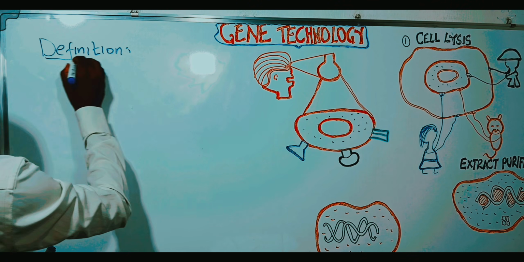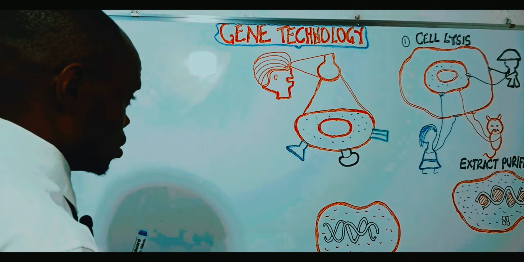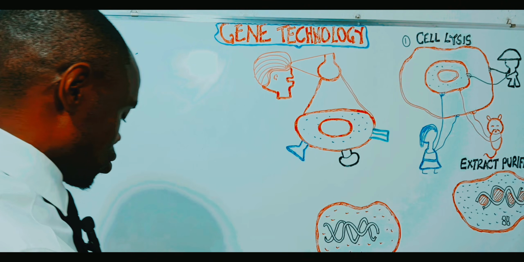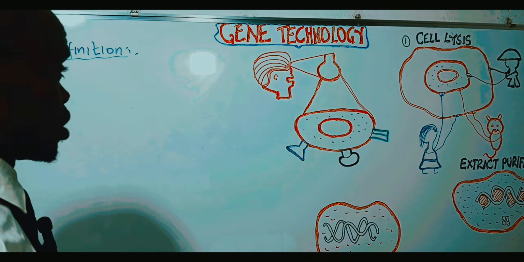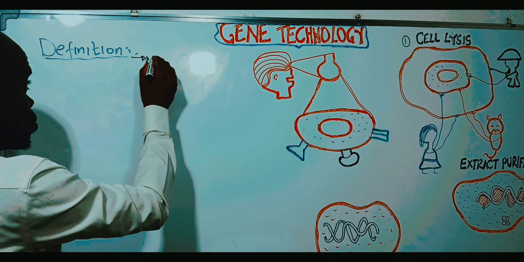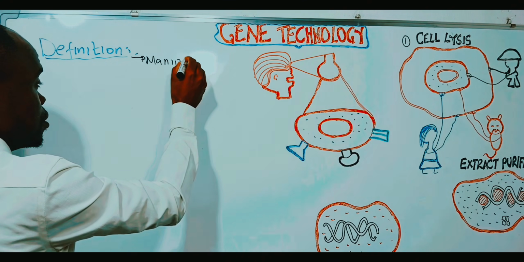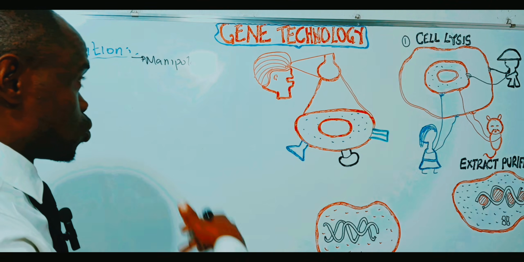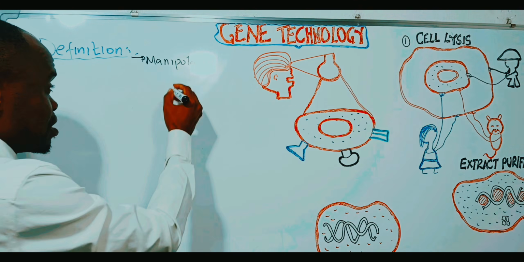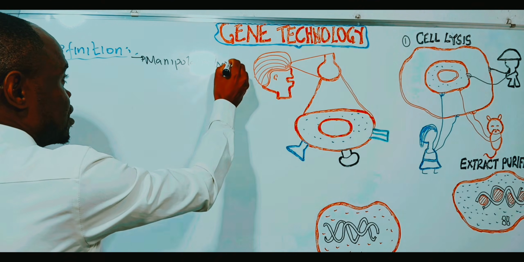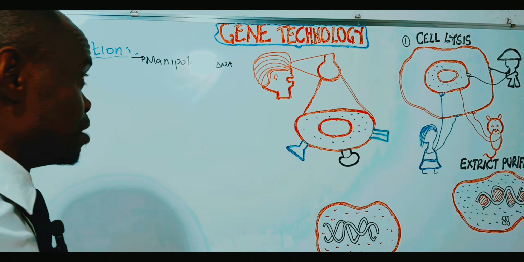The definition of gene technology. Remember when we talk about gene technology here, we are going to focus on keywords. We shall see words like manipulation. Manipulation. What are we manipulating? What are we trying to improve? We are improving something called the DNA. So we are manipulating the DNA, members.